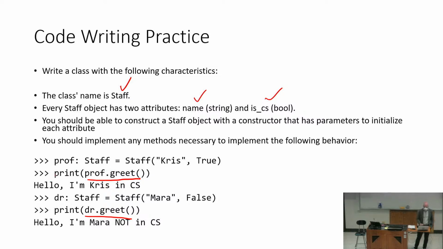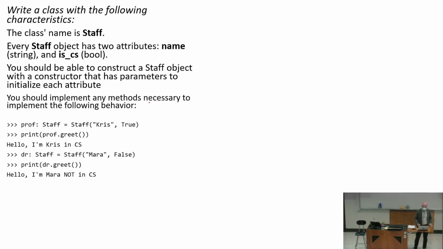Well, okay, so we see that when we print the result of calling this, it's not printing None, right? It's printing a textual value. So that means it must be returning a string. So greet must return a string. And there isn't going to be a print statement inside of the greet method. So let's start with the easier two things, the attributes and the constructor.